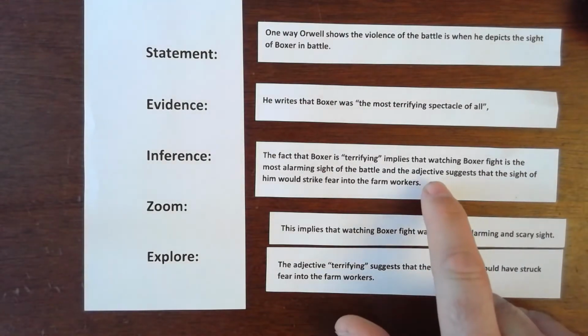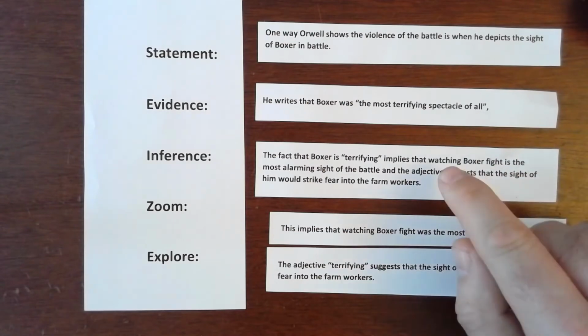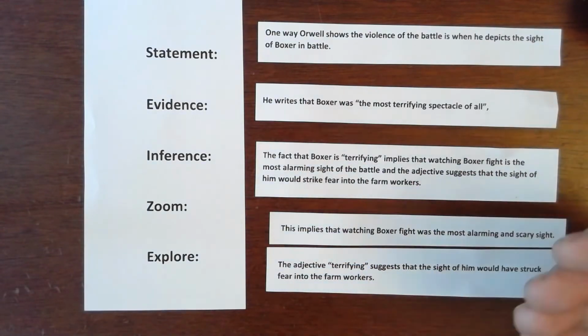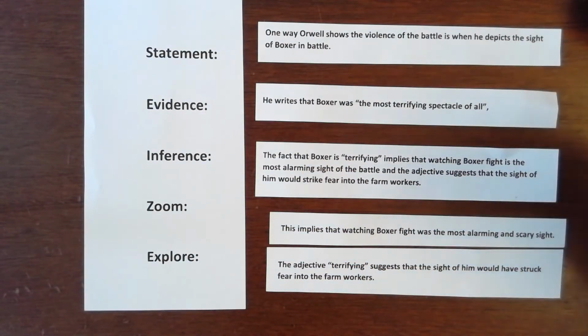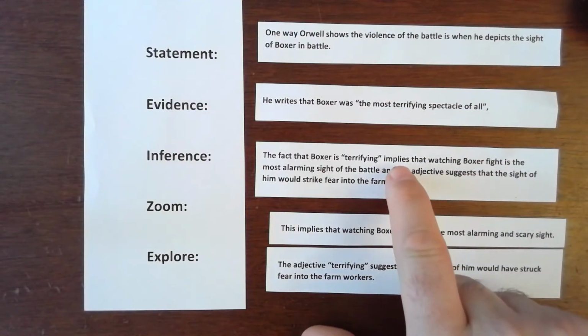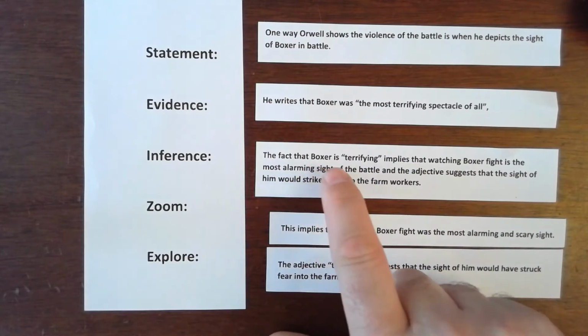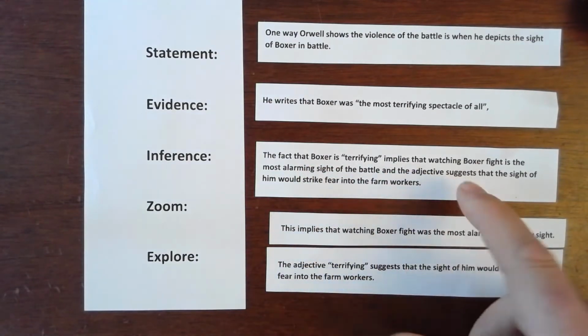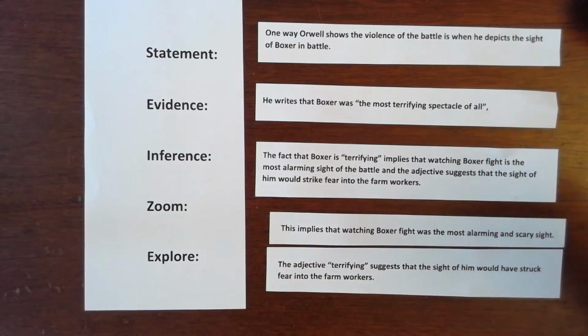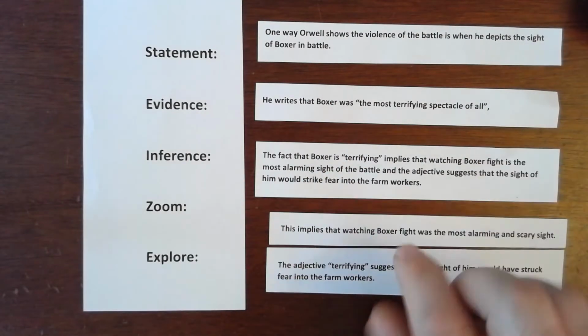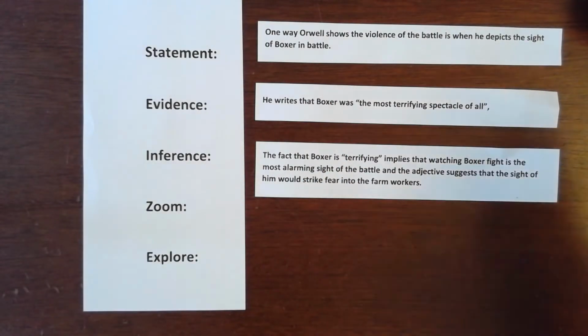Notice that I've still got the adjectives there, so I've still got my terminology. It's like zooming in on the quotation and suggesting what the quotation implies. So I'm still using the word implies there. The fact that Boxer is terrifying implies that watching Boxer fight is the most alarming sight of the battle. So integrating those two together.